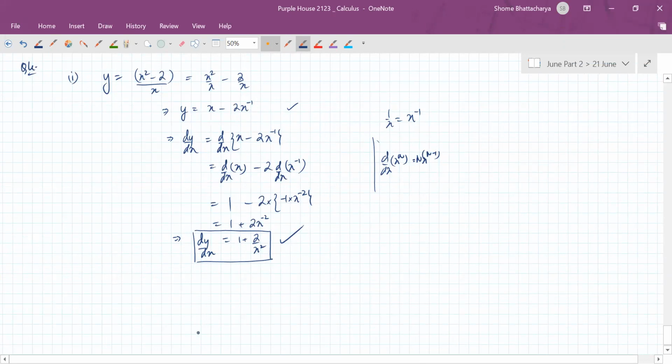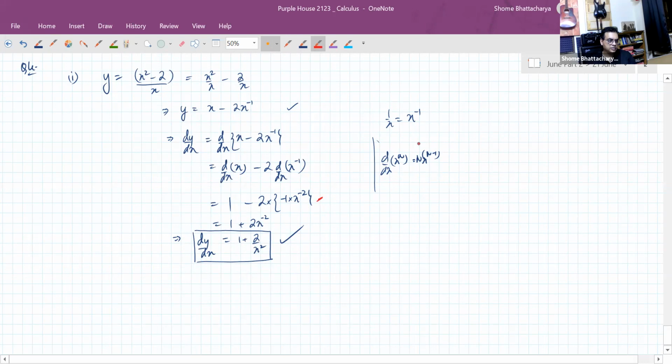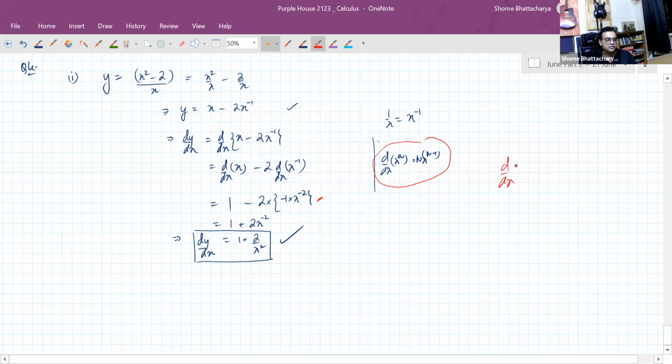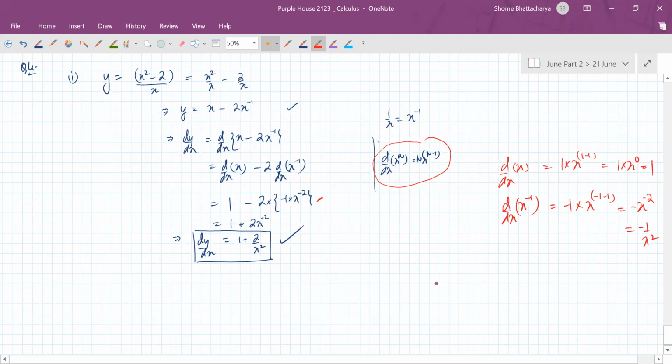Sir, the second last step I did not get. Which one? Second last step. This step, sir. Again, this formula only is applied over here for this differentiation. Okay. So differentiation of x is 1 into x to the power 1 minus 1, or 1 into x to the power 0, which is 1. And similarly in this part, differentiation of x to the power minus 1 is n into x to the power n minus 1. So minus 1 into x.